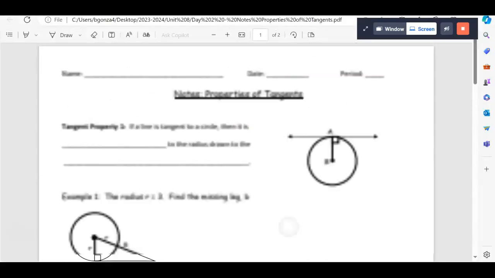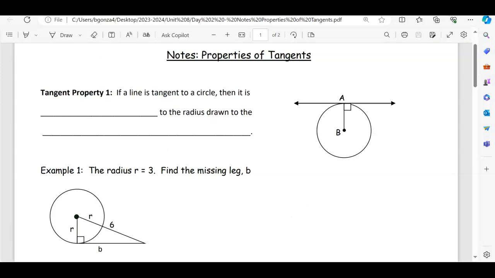All right, so here's our notes. These are going to be short and sweet. So yesterday we learned about notation and vocab. Today we're talking about specifically tangents in a circle. So check it out. Tangent property number 1. If a line is tangent to a circle. So look at this picture off to the right. Do you see this tangent that touches the circle once right here?